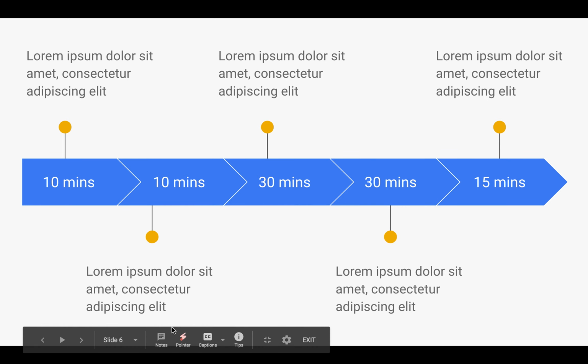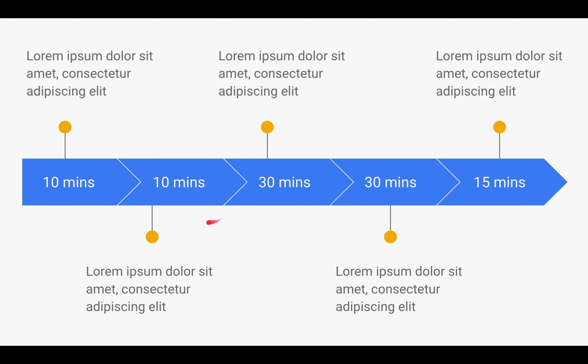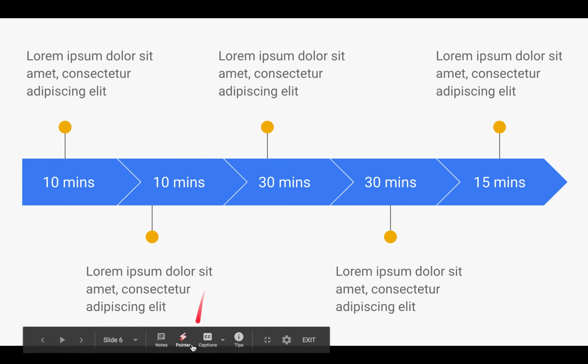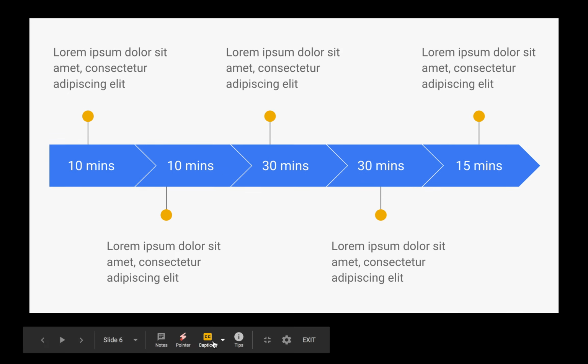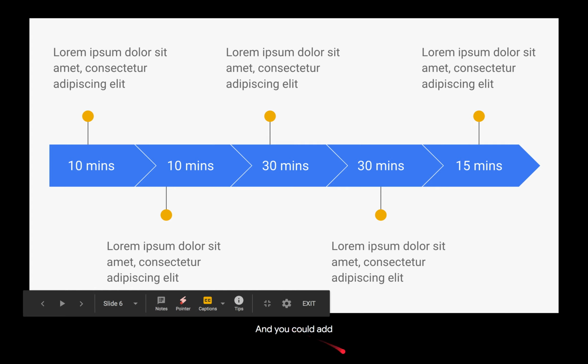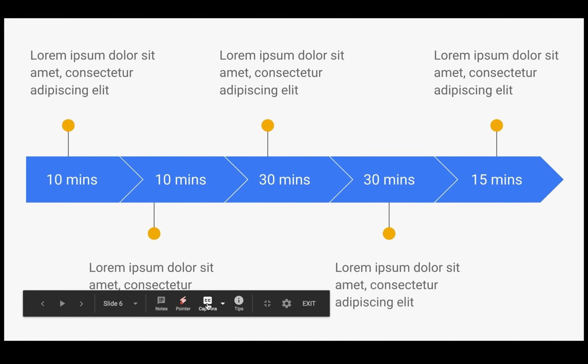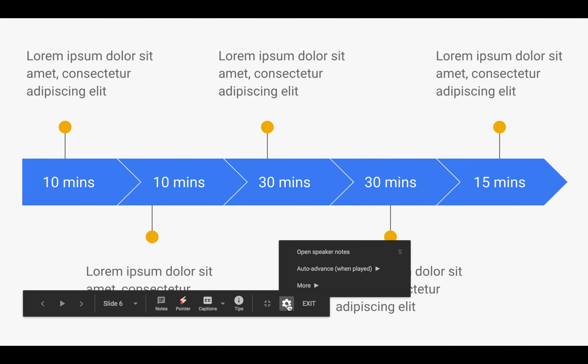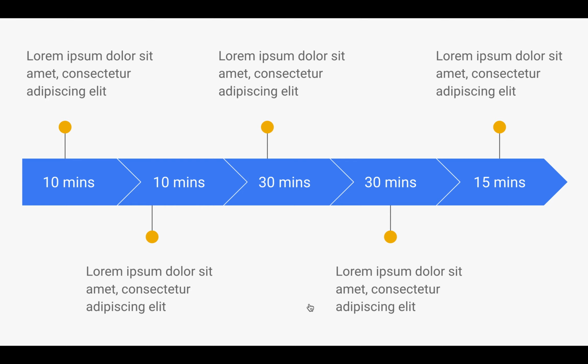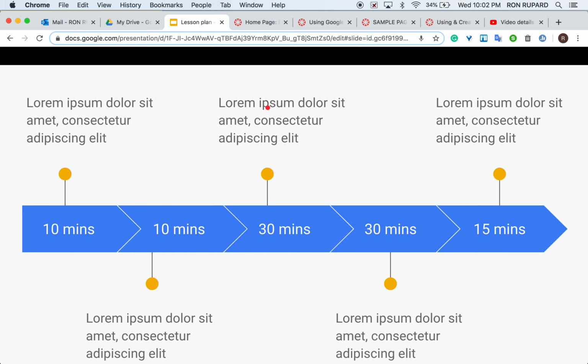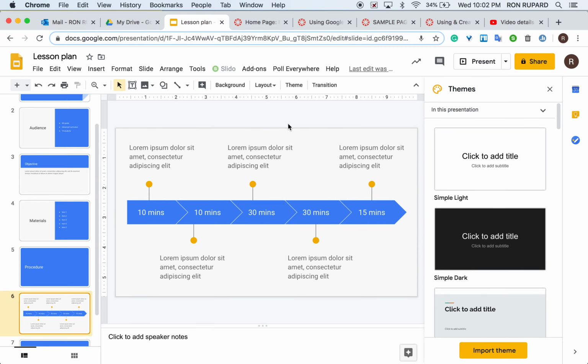It's got some functions like it has a pointer down here where you can kind of highlight some stuff. I use this a lot of times to make video tutorials because I can create my presentation ahead of time and then use this pointer to highlight some stuff. And you can add captions to it for when you speak. So it's a really great video tutorial tool as well. And that's about it.